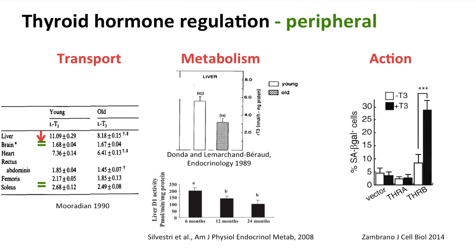I couldn't find much on what happens with the receptor during aging, but I would like to mention a very interesting study by the Aranda group showing that T3 can induce cellular senescence, but this effect is specifically mediated via the TR-beta isoform and not via the TR-alpha isoform.